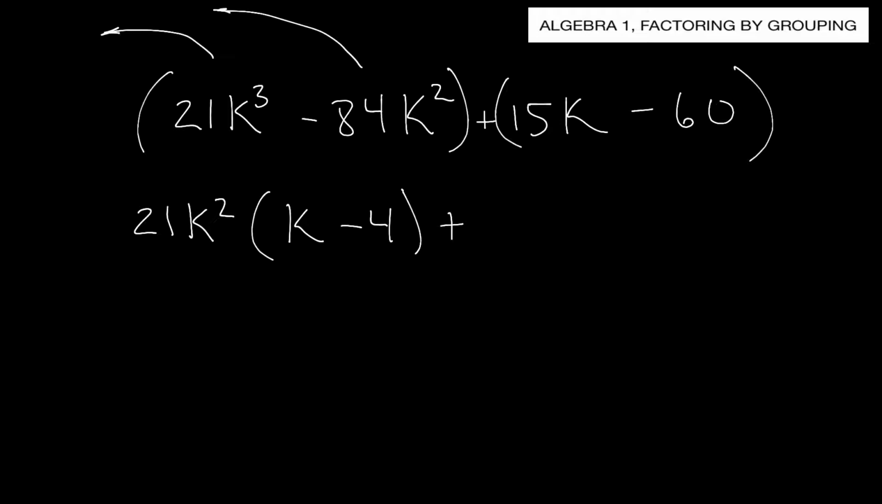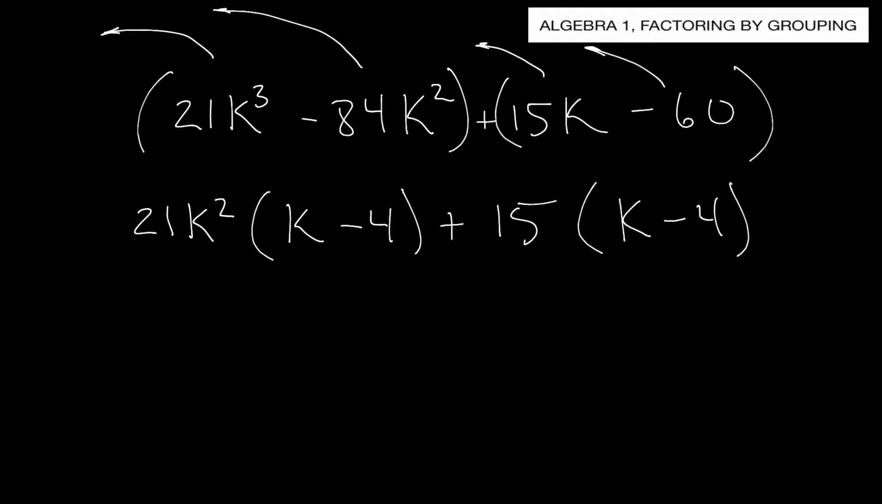Now what can I factor out of this grouping here? Remember, I want it to match this k minus 4. So 15k divided by, looks like 15, leaves me with k minus 4. Because if I distribute this 15 back in, 15 times k gives me 15k, and 15 times negative 4 gives me this negative 60.